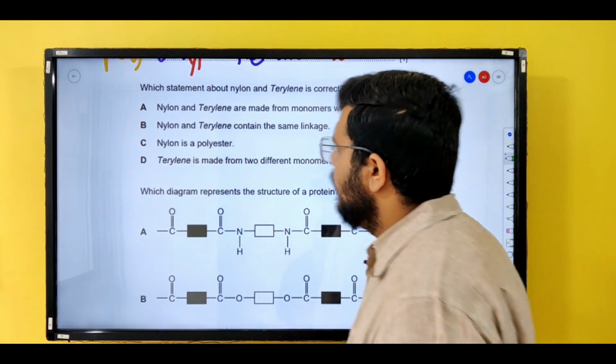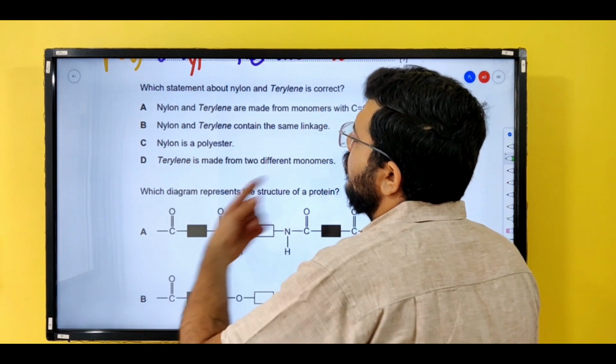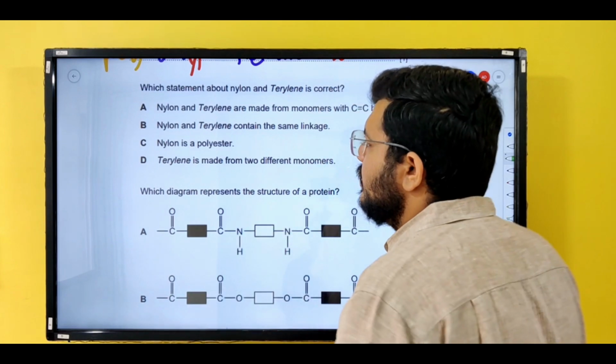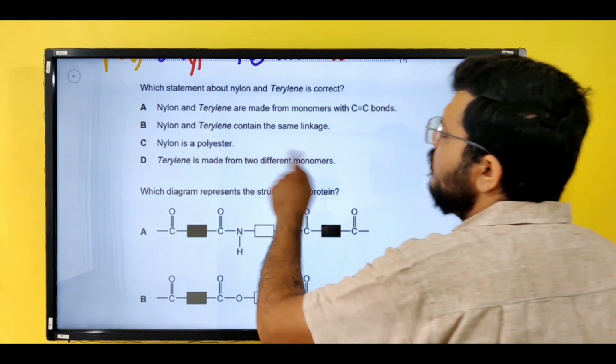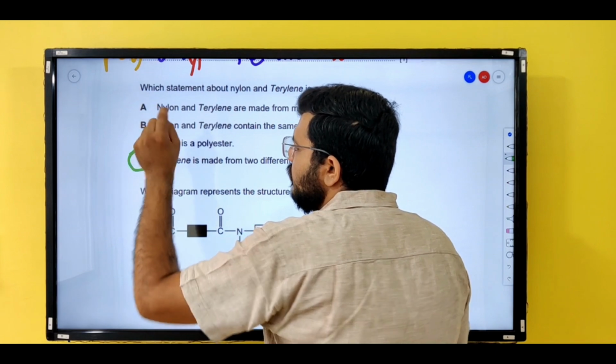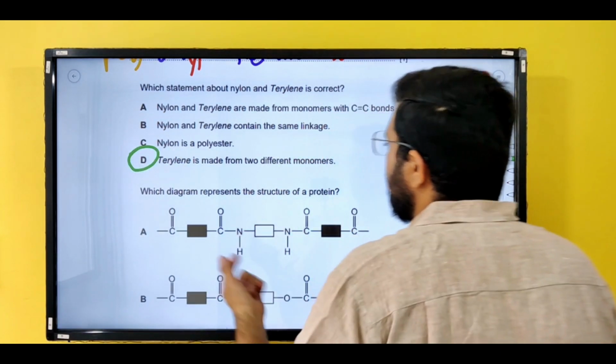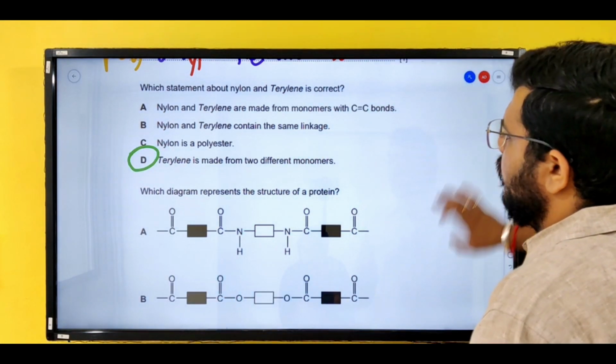They contain the same linkage? No. Nylon is a polyester? No. Terylene is a polyester. Terylene is made from two different monomers? Yes. We saw the colors were different, which signified the monomers were different.